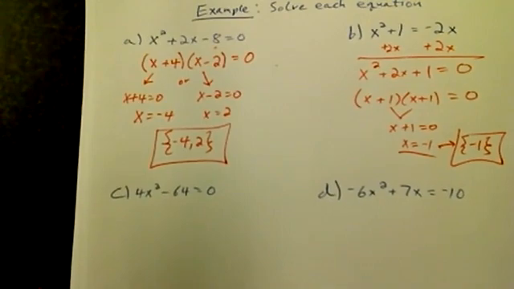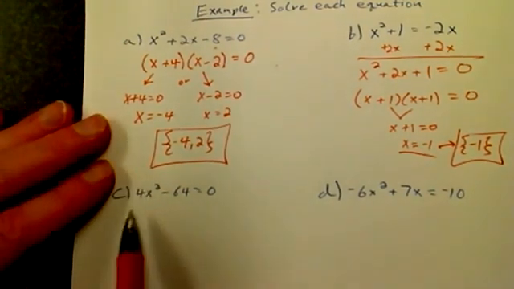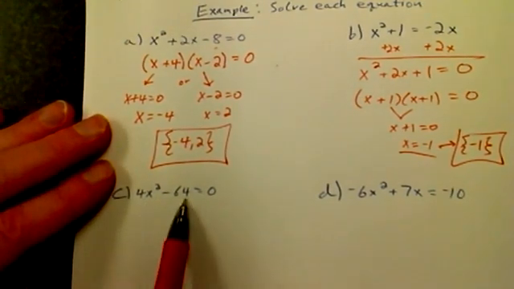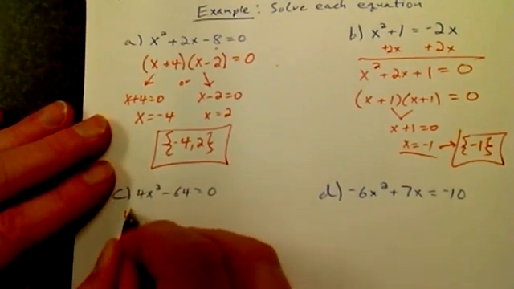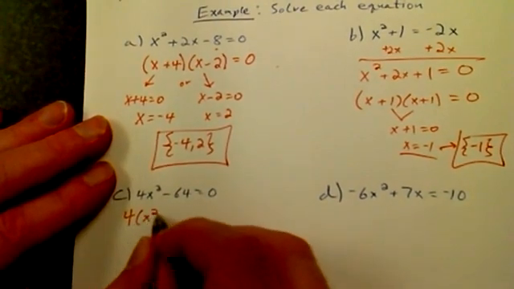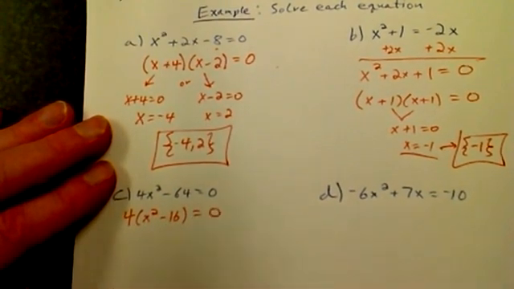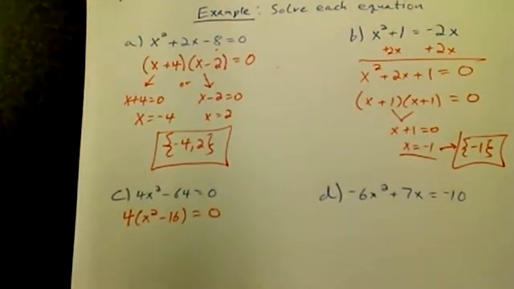This one's a little different. We don't have that middle bx term, okay? So what we're going to have to do here is first let's see if we can pull out a GCF. I notice I can pull out a 4. Then I got x squared minus 16. Okay, well that's good. It's still not fully factored though.